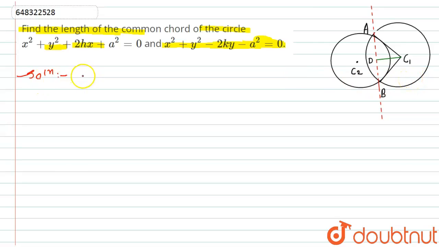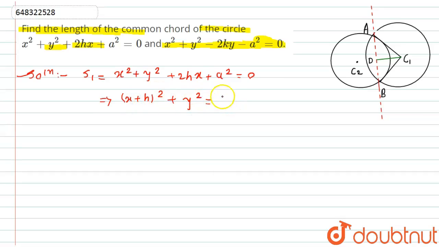For this, let us say the equation of the first circle, S1, is x square plus y square plus 2hx plus a square equals 0. Okay, so from here I can write (x plus h) whole square plus y square equals h square minus a square. Actually, I have adjusted the terms here to make this formula. So from here we can write the center of the first circle will be minus h comma 0, on comparing.